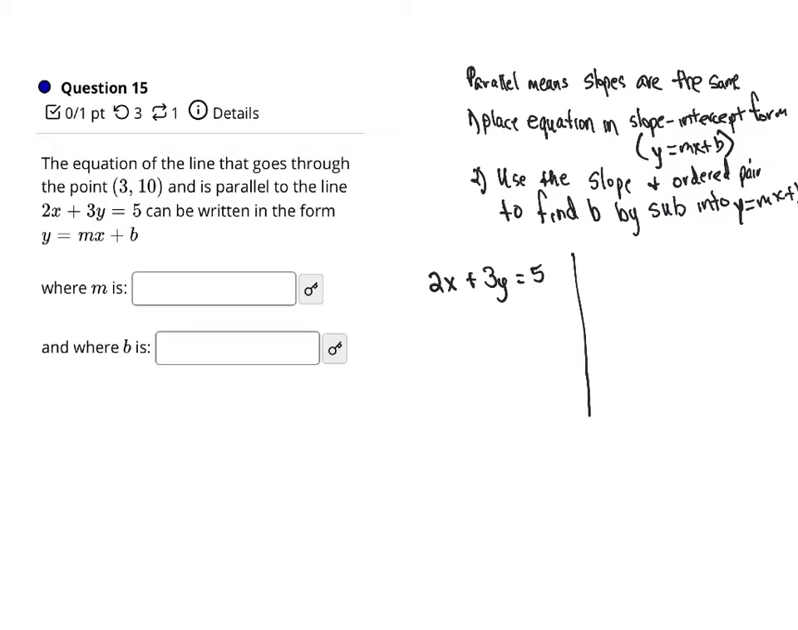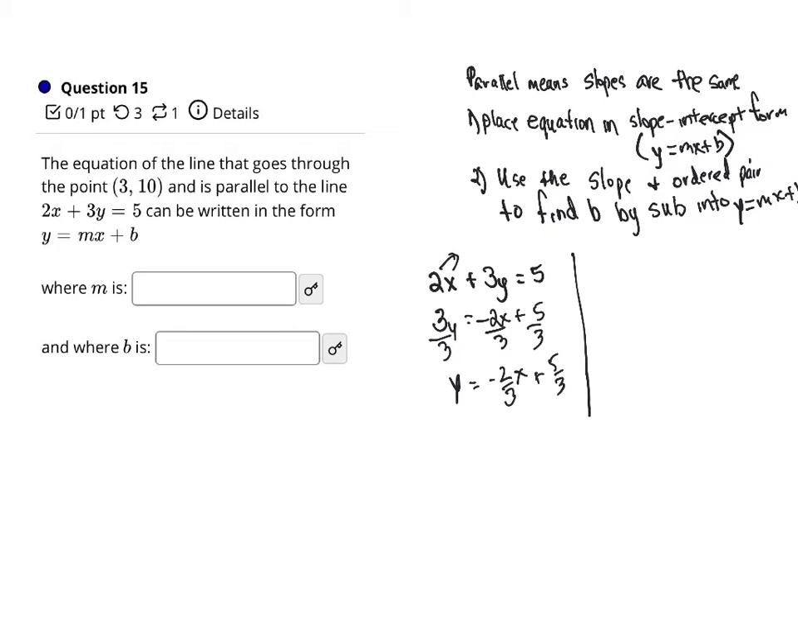So first thing we have to do is put this equation in y equals mx plus b form, slope-intercept form. So I'm going to leave the 3y. I'm going to move the 2x over, makes it negative 2x plus 5. I'm going to divide everything by 3. So y equals negative 2/3 x plus 5/3.